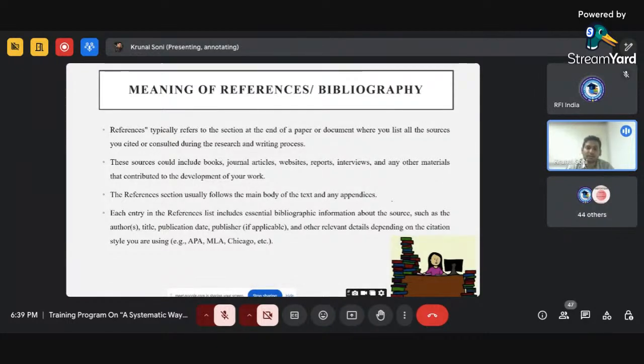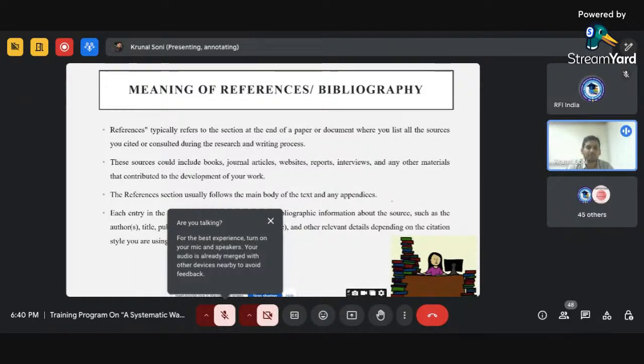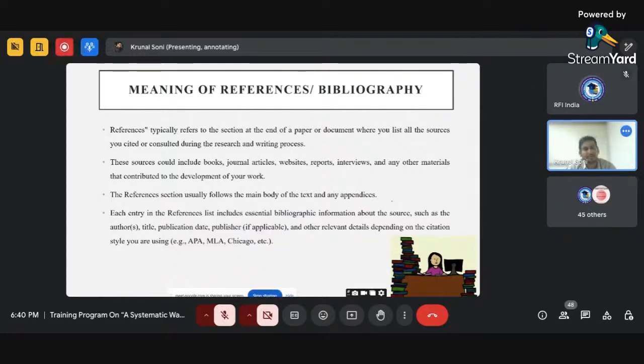Sometimes you are conducting interviews, or taking already recorded videos as part of qualitative research. Even the link or URL for YouTube videos can be part of your referencing and bibliography, or any other material that contributes, significantly or not, to your overall work. That is part of the references and bibliography, and that's why this section usually follows the main body of text and any appendices.